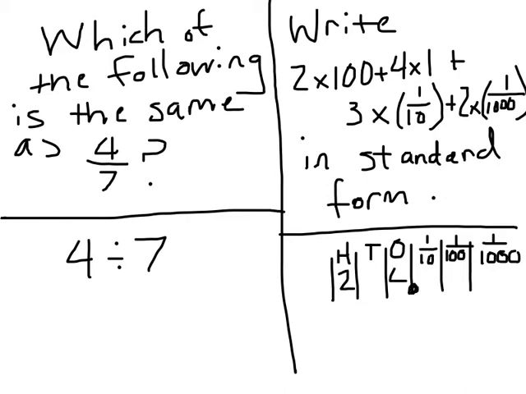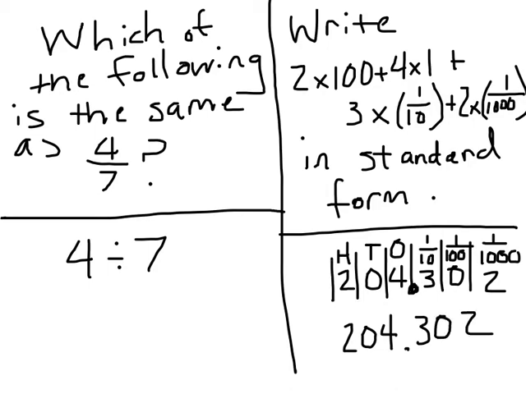The 4 is in the ones place. The 3 is in the tenths place. And the 2 is in the thousands place. I can fill in zeros, so the correct answer is 204 and 302 thousandths.